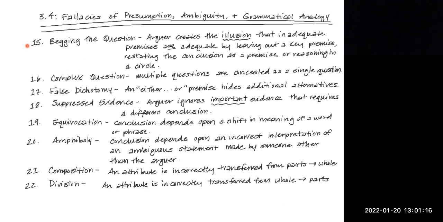Another way to commit this fallacy is to repeat the conclusion as a premise. So if I said anyone who preaches revolution has a vision of the future, for the simple reason that if a person has no vision of the future, he cannot possibly preach revolution. So you can't justify one conclusion with itself. The question that is begged, right?